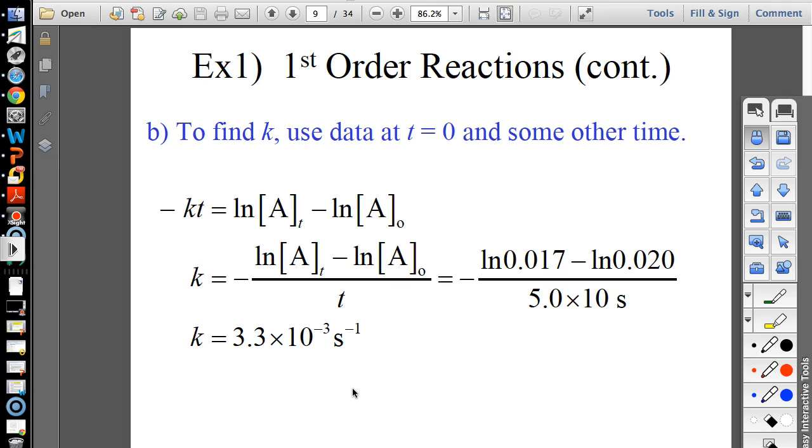Don't let this freak you out. Stop doing the thing where the letters make you scared. This is the formula on your formula sheet. And what they have picked here, it looks like they picked 50 seconds. And so at 50 seconds, the concentration was at 0.017.